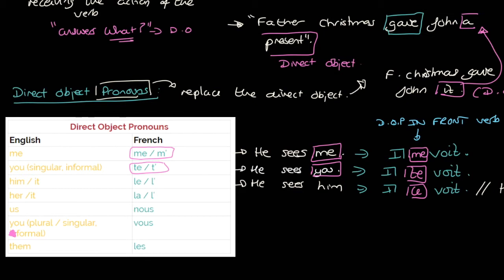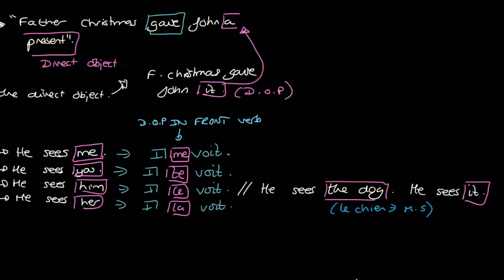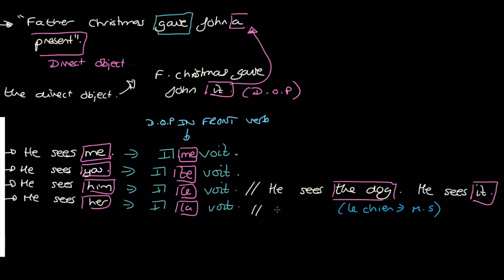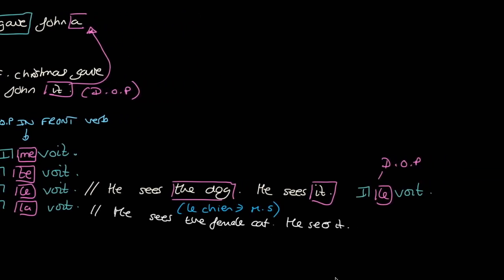Right, he sees her. He sees her. So her here, my direct object, is going to be il la voit. So le for him, la for her. And also, as we're going to see here, la is also going to be, if it's a feminine noun, replacing it. So he sees, let's go with a female cat. For obvious reasons, I'm going to avoid the female dog. That's how that translates in English. He sees the female cat. He sees it. What does he see? The female cat. So that's what we're replacing.